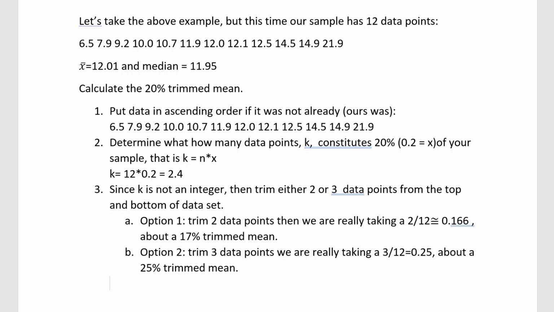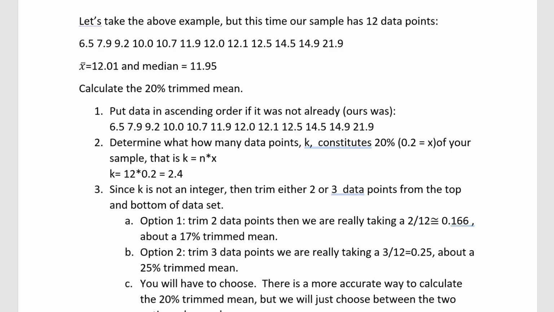So looking at option 2, trimming 3 data points from the top and bottom of our data set, what trimmed mean are we actually getting if we trim off 3 data points? Well, I take 3 divided by 12, and that would be a 25% trimmed mean. So you'll have to choose which method you want to use, whether you want to go with the 17% trimmed mean or the 25%.